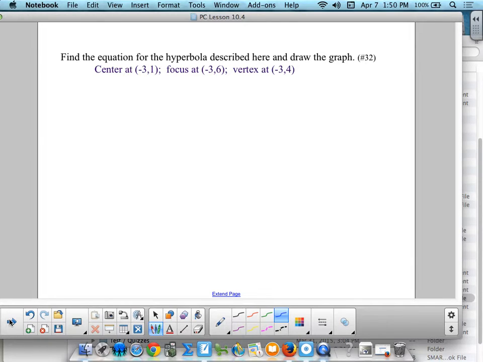Here we go. The center of your hyperbola has now moved. Okay? What we want to do is this. We want to find the equation for the hyperbola and draw the graph. Okay? That's what we're doing. Since we're going to draw the graph, we might as well start by sketching this thing.